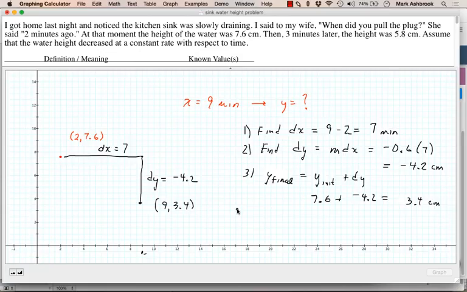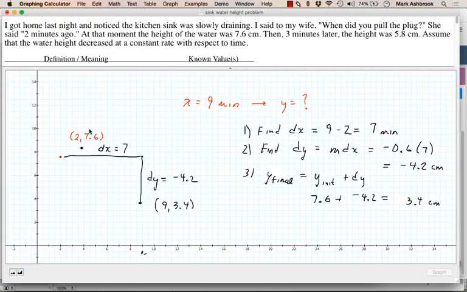So now we're putting to work all this stuff we've done in the last week. dx is the change in x, final value of x minus initial value of x. That's our change in time. We've got constant rate of change, so given a change in time, we know what the change in height is. We use our constant rate of change. And then we know that the final value of y will be its initial value, what we started at, 7.6, plus the change in y, negative 4.2. This is all the stuff we've been working on the last week, and now we can put it to work.